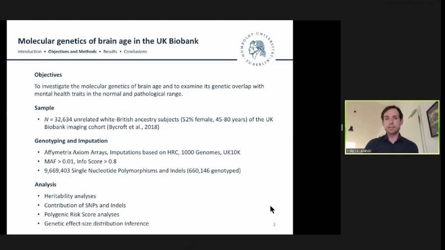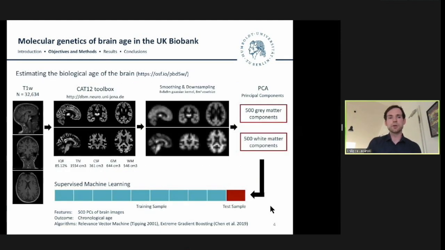And we did different kinds of analysis. We did heritability analysis. We conducted SNP level analysis. Further, we carried out polygenic risk score analysis, as well as so-called genetic effect size distribution analysis to examine the degree of polygenicity. But let me first explain to you how we estimated the biological age of the brain.